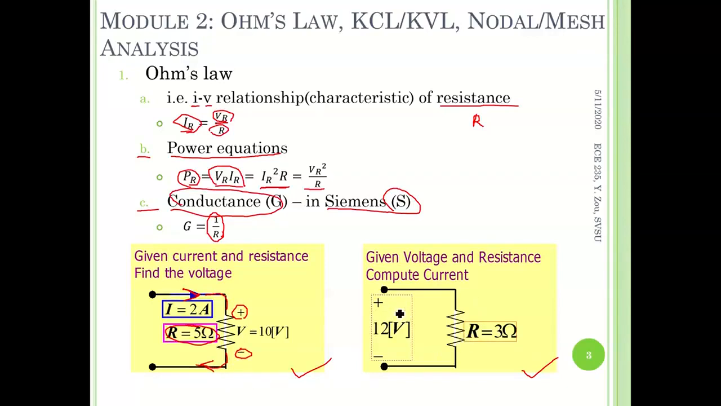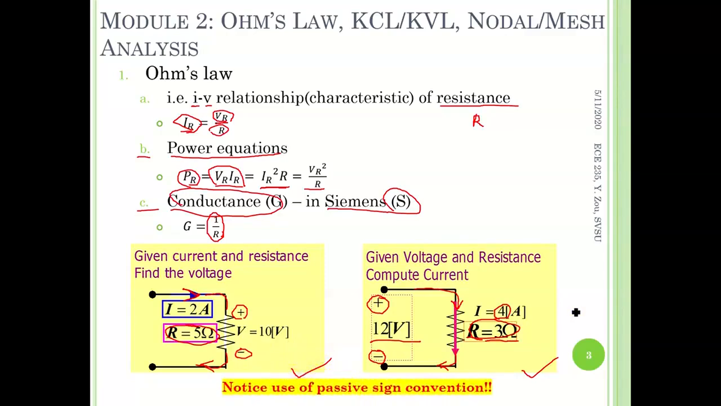Similarly, if we apply a voltage with this polarity on a given resistance of 3 ohm, the induced current also must follow the passive sign convention, which is like this. The direction is entering the positive polarity of the voltage, leaving the node with negative polarity of the voltage. As to the magnitude of 4 ampere, it is quite straightforward. Voltage 12 divided by resistance 3 ohms equals 4 ampere. So once again, be careful, the passive sign convention must be applied.